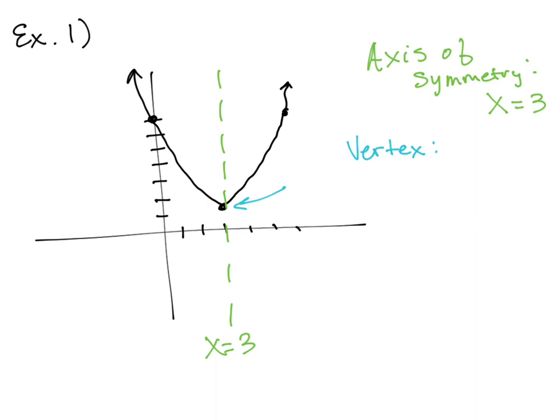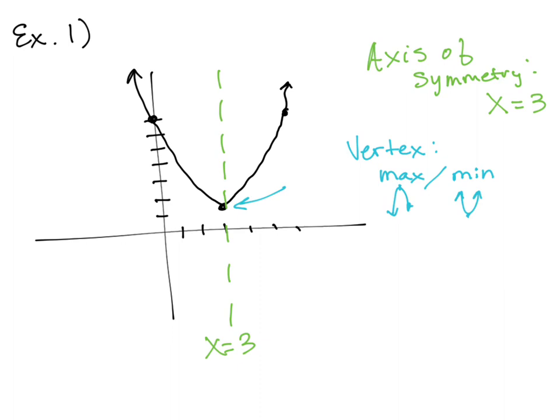So the vertex is going to be the extreme value. It's either the maximum value or the minimum value. And that's going to depend on whether your parabola opens up or down. If your parabola opens down, your vertex is a maximum. If your parabola opens up, your vertex would be a minimum, right? You can see how that would work one way or the other. Just depends.